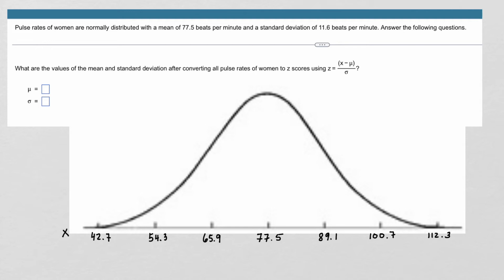Now we want to convert these to z values. And we know that at the center, we have a z value of 0. So what that tells me is the value of the mean as a z value is 0. And we can label our standard deviations.